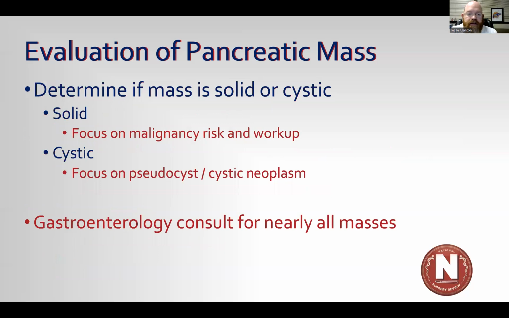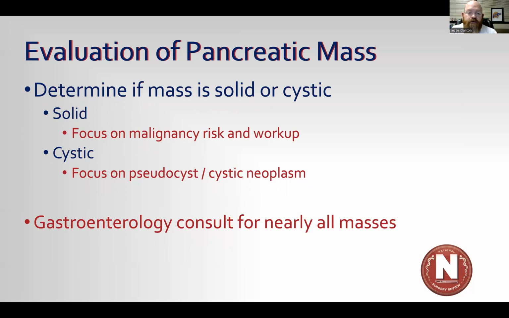As I kind of mentioned on the last slide, one of the first questions you have to ask yourself is: is this mass solid or cystic? If it's solid, it makes me very worried that it may be related to a malignancy, though certainly some benign solid masses may be just scar tissue due to pancreatitis. But I really think a solid pancreatic mass is pancreatic cancer until proven otherwise.